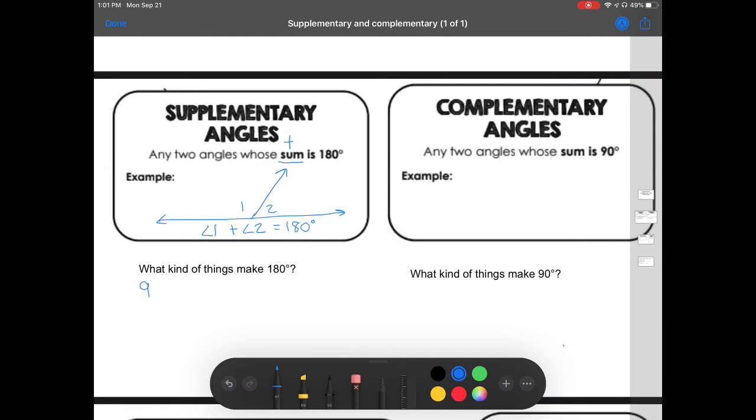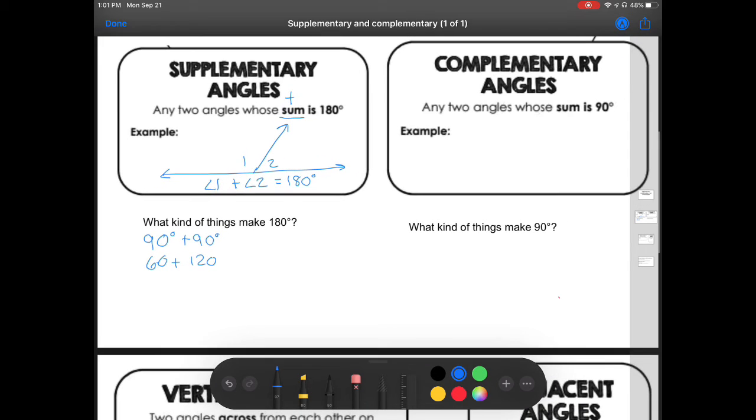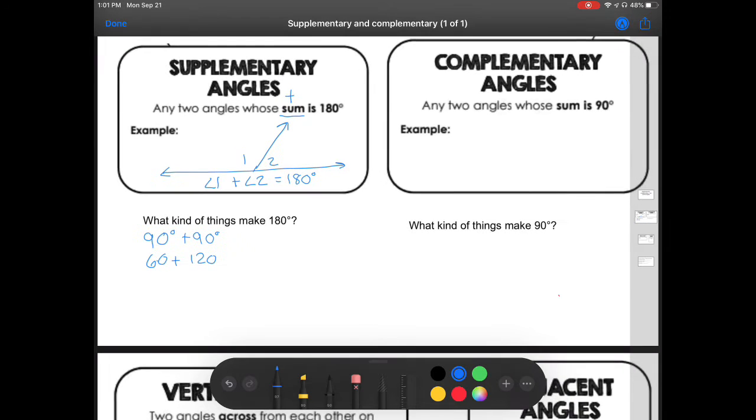So what kinds of things make 180? Anything that adds up to 180, like 90 plus 90, 60 plus 120, right? Anything that adds up to it. If you're trying to figure out what's missing, like you know they're supplementary, but one's missing, you do 180 minus what they gave you. That will tell you what's missing. Right, you're going to need that in a little bit.